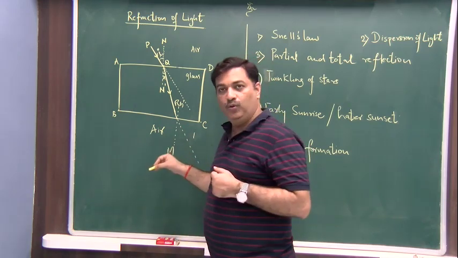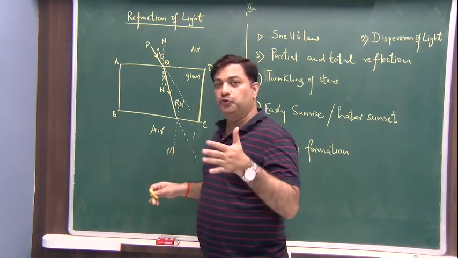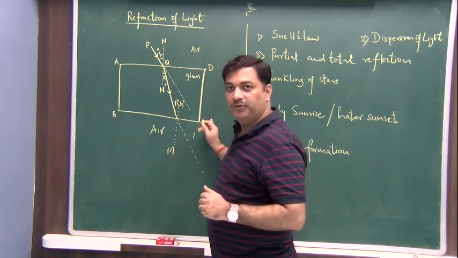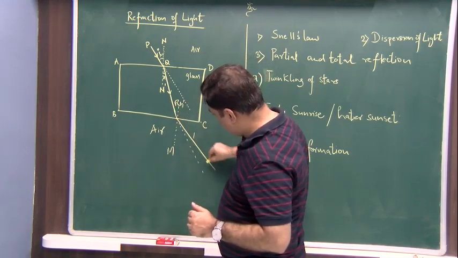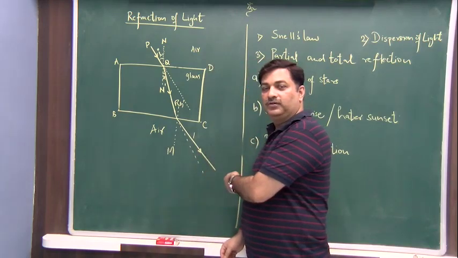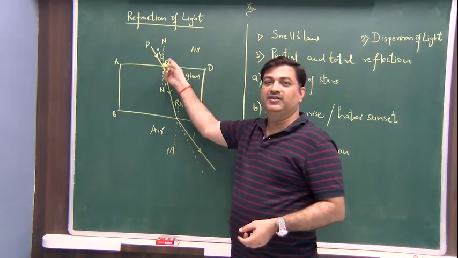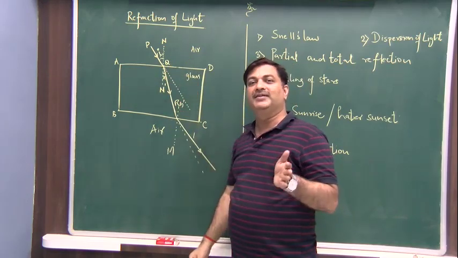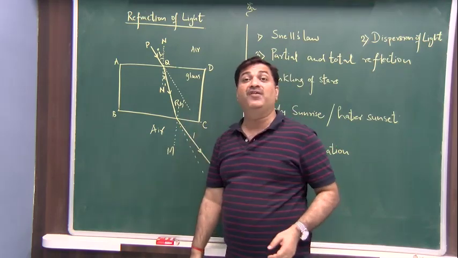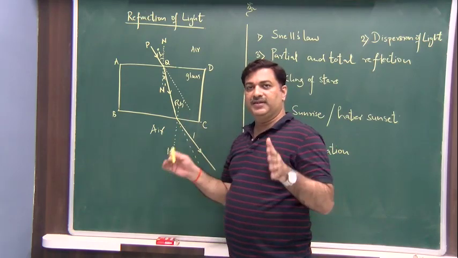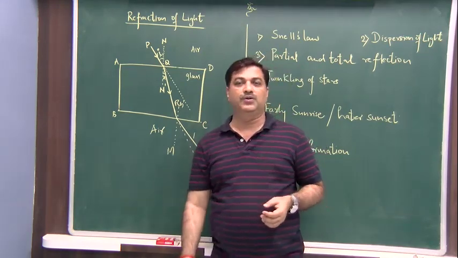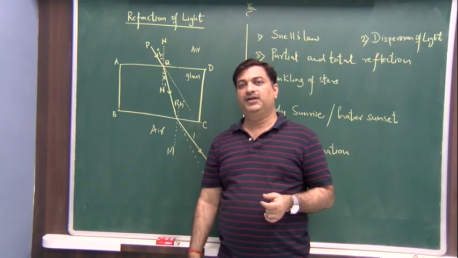But will that happen now? No. What is going to happen? There's going to be a bending. Which side will the bending happen? Towards the normal or away from the normal? Well, now it happens away from the normal. So, when the ray of light travels from a rarer medium to denser medium, it bends towards the normal. When it travels from a denser medium to rarer medium, it travels away from the normal. This is the principle of refraction of light for a rectangular glass slab. Have I made it clear?